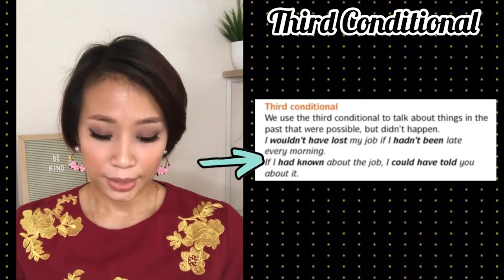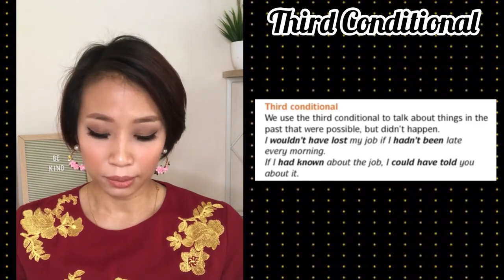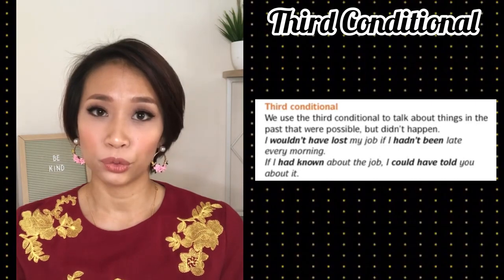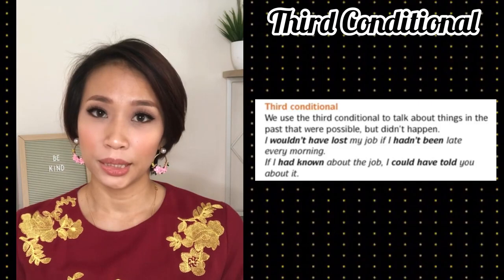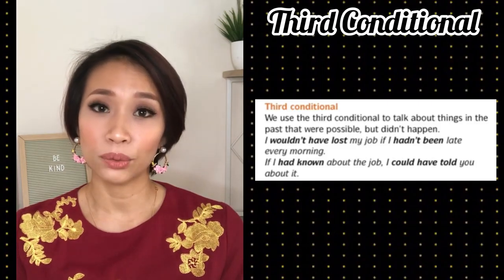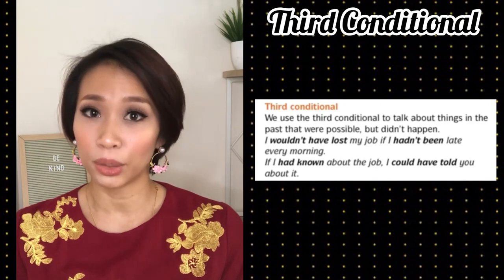If I had known about the job, I could have told you about it. Jika saya tahu tentang pekerjaan itu dulu, memang saya akan bagi tahu anda. So dalam kedua-dua contoh ini, tidak dibuang kerja dan tahu tentang pekerjaan itu, benda itu boleh berlaku, tapi tidak berlaku.